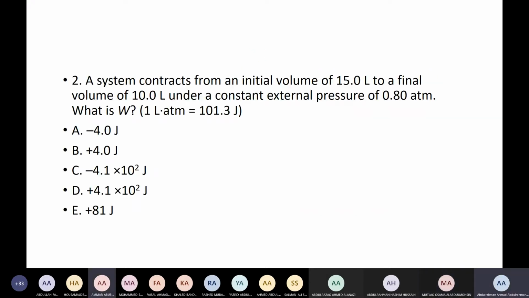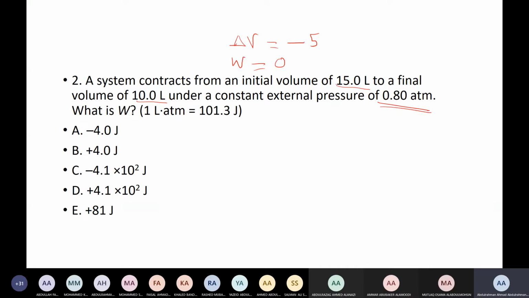It's E. A system contracts from an initial volume to a final volume of 10. So what's delta V? Minus 5, exactly. Under a constant pressure of 0.8 atmosphere, so what's the work? Minus P delta V.